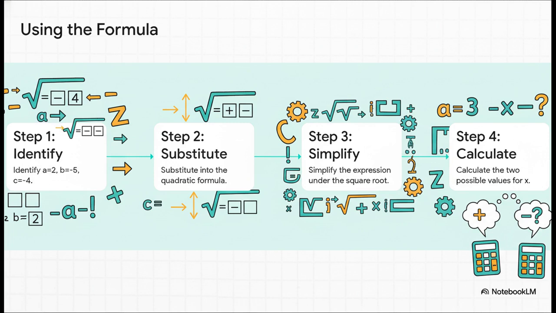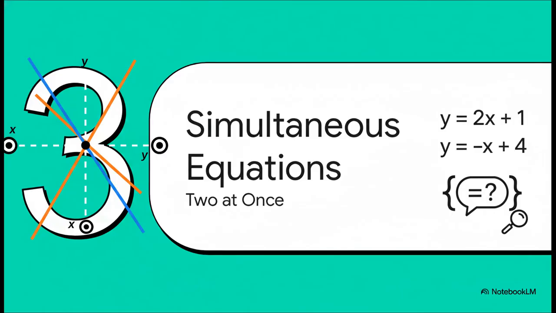Here, A is 2, B is negative 5, and C is negative 4. Once you have those, you just have to carefully plug them into the formula and work through the calculation to get your 2 answers, one for the plus and one for the minus. Great stuff. We're making real progress.